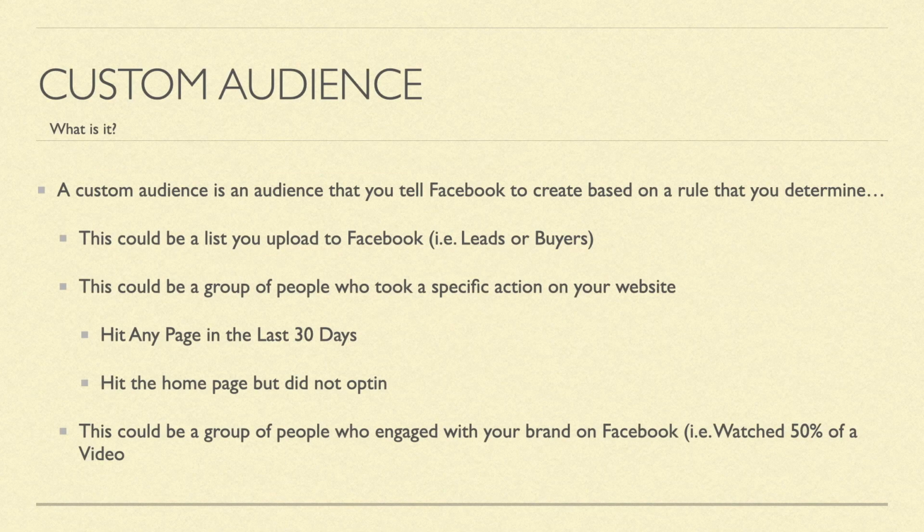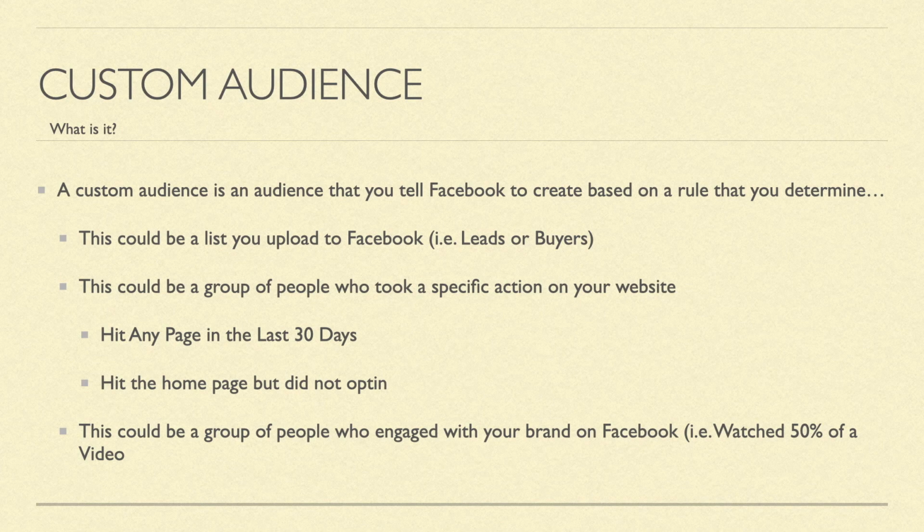So first and foremost, a custom audience. What is it? Well, a custom audience on Facebook is an audience that you tell Facebook to create, and this is going to be based on a rule that you determine. So for instance, if you had a list of buyers or a list of leads, you could upload those emails or that contact information up to Facebook. Then you could create a custom audience based on that data. So if, for instance, you are uploading a list of buyers, you may want to advertise another product to those buyers on Facebook. That's where that application would come in handy.